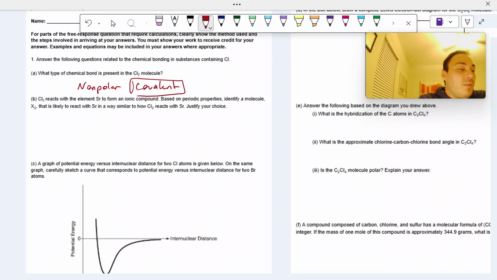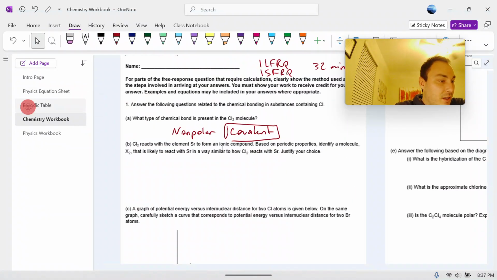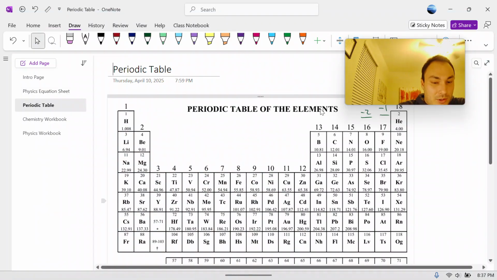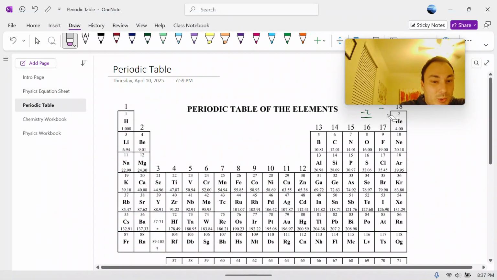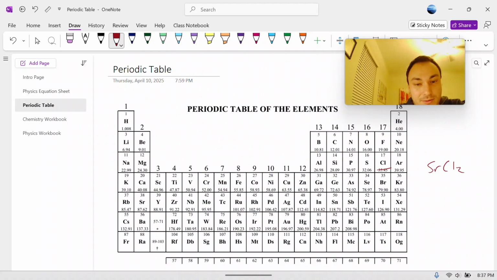Cl2 reacts with the element strontium to form an ionic compound. Based on the periodic properties, identify a molecule X2 that is likely to react with strontium in a way similar to how Cl2 reacts with strontium. Justify your choice. So let's go over to the periodic table. I still have some charges on here from the multiple choice. We're told that Cl2 will react with strontium, SrCl2. Checks out. What other compound is going to react with strontium like that?